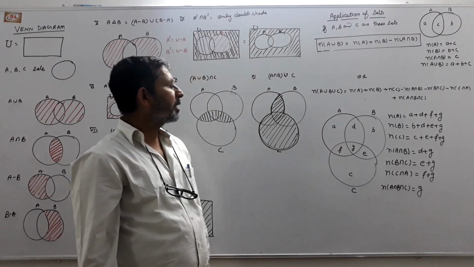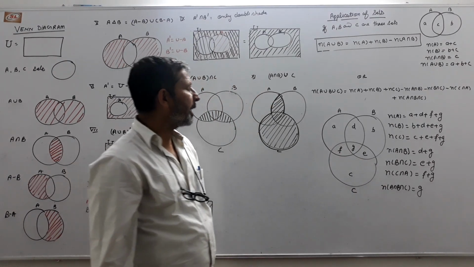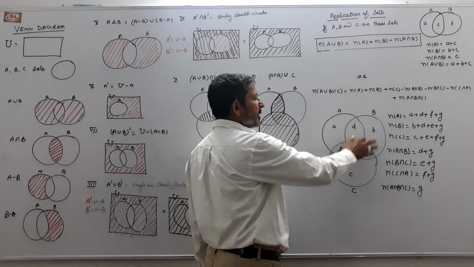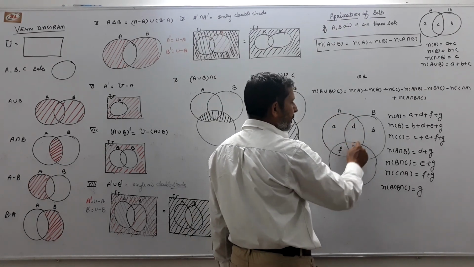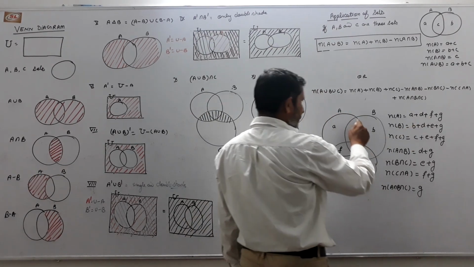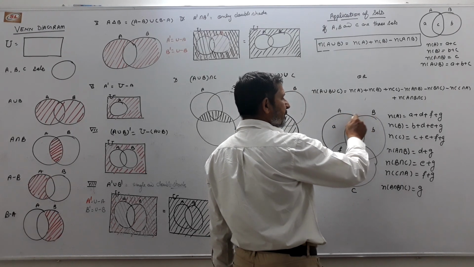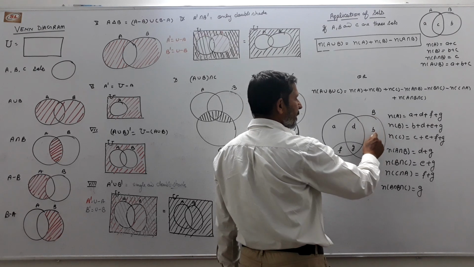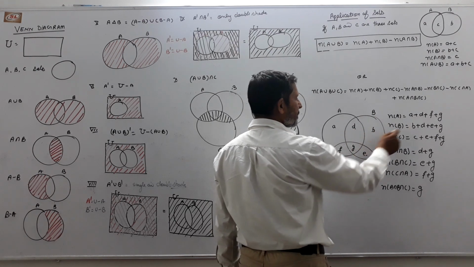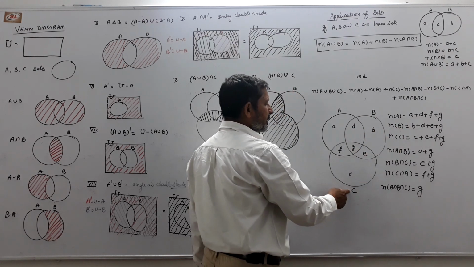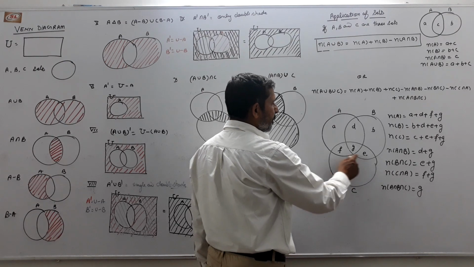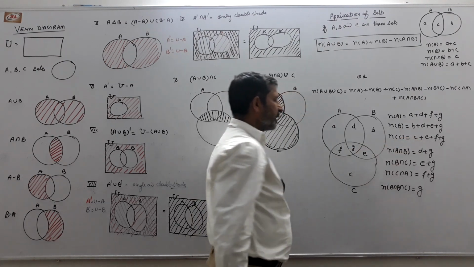The first part, the number of elements in set A, that is A plus D plus G plus F. This whole part represents A. Number of elements in set B. This whole part is B, that is B plus D plus E plus G. Number of elements in set C: C plus E plus F plus G.